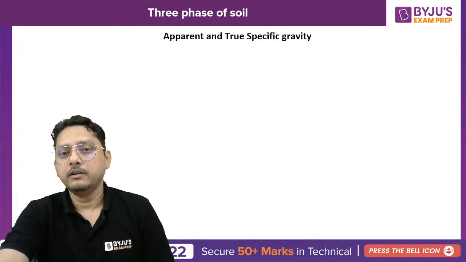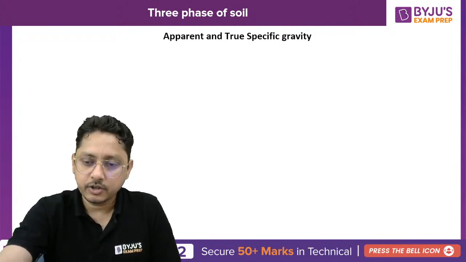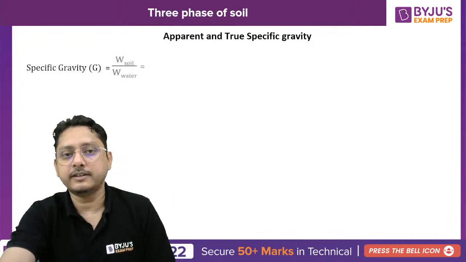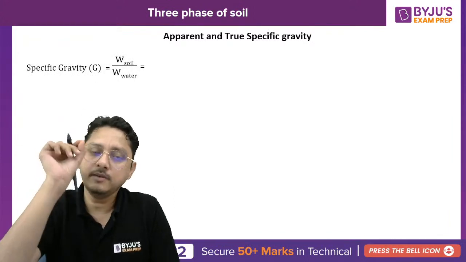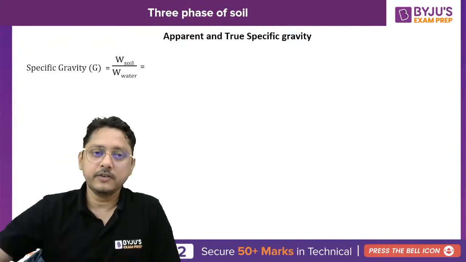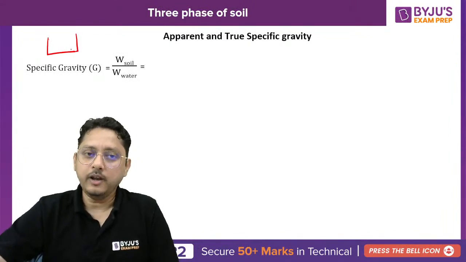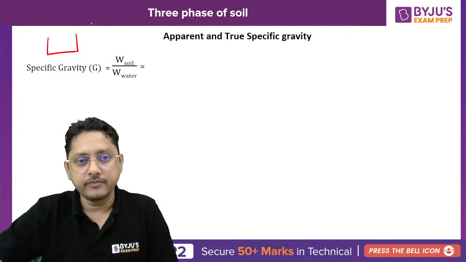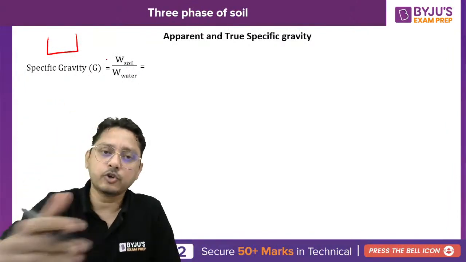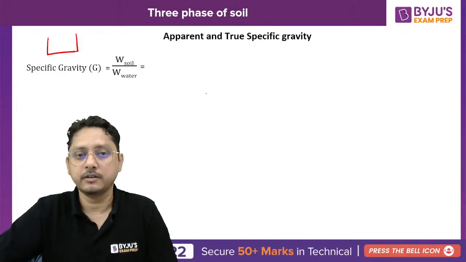Now, let us understand about apparent and true specific gravity. First of all, I'll ask you, what is the definition of specific gravity? For a standard temperature and pressure, the specific gravity is nothing but weight of soil by weight of water for the same volume at standard temperature, isn't it? If you have a container filled with the soil, take the weight. For the same container filled with the water, take the weight. So it represents whether the soil is lighter than water or heavier than water. That is the meaning of specific gravity, isn't it?